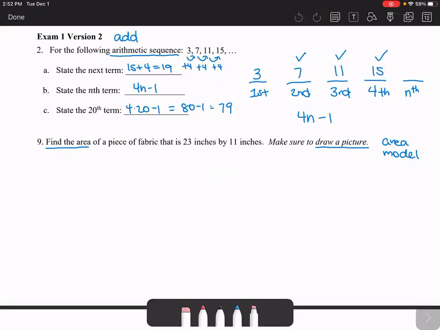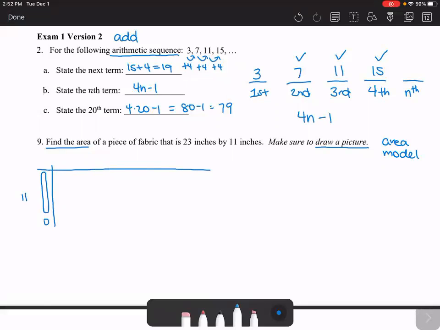Okay, so if we use an area model using base blocks, 23 is 2 longs and 3 units, and 11 is 1 long and 1 unit. It's going to be a rectangle, right? So I'm going to do my 11 here on this side because it makes more sense with the space I have on the paper right here. So that's 11, 1 long and 1 unit.